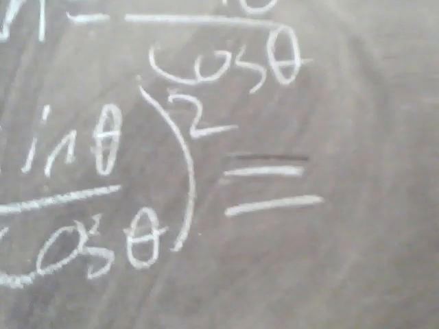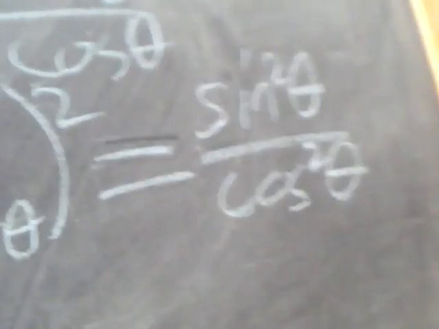Now you put it up here and you get sine squared over cosine squared. This is what tangent squared is. And look what we got from here. So, therefore, for the right side, we write right here, the right side is equal to this, which is equal to that. It's equal to the left side. So that's what we're doing.